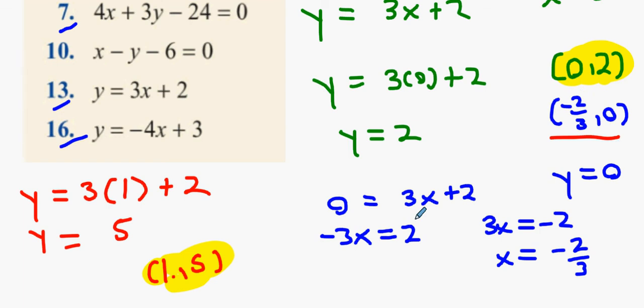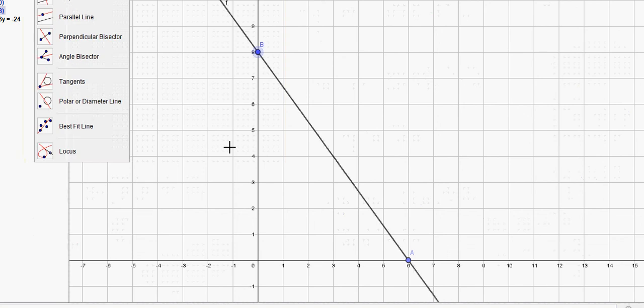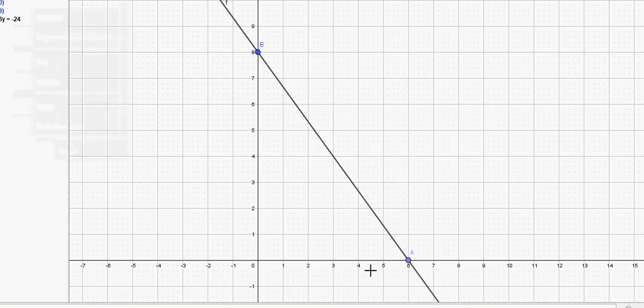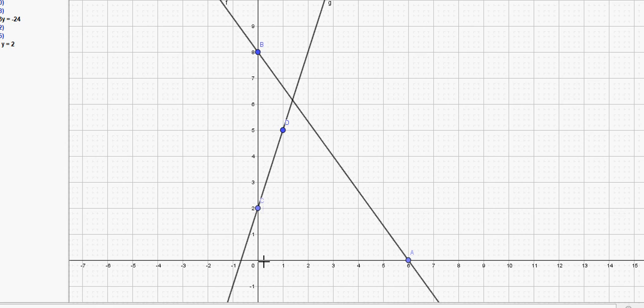0, 2 and 1, 5. Let's find out. 0, 2 is located where, guys? 0, 2, yeah. Where's 1, 5? There, yeah. And where did we say our x-intercept was? Minus 2/3 and 0. See the way that's roughly at minus 2/3? Everybody cool with that? Okay, brilliant.